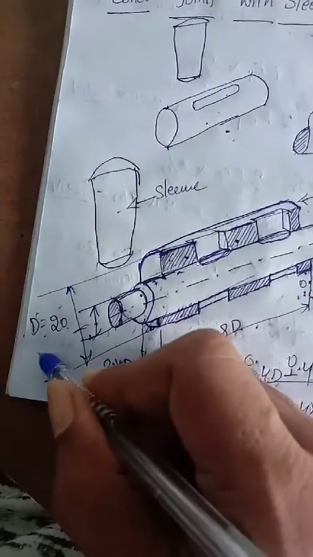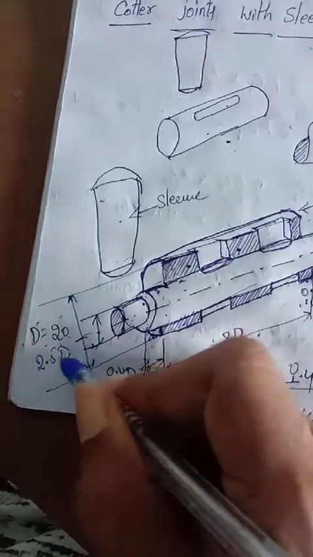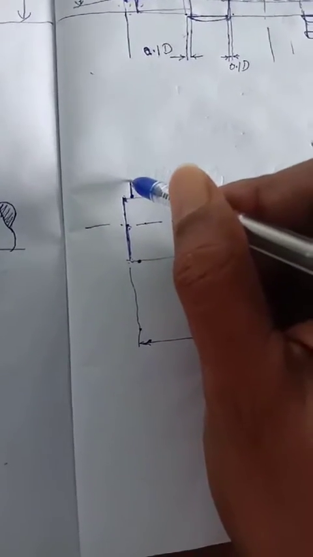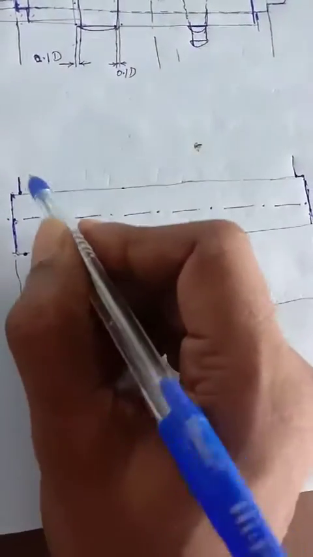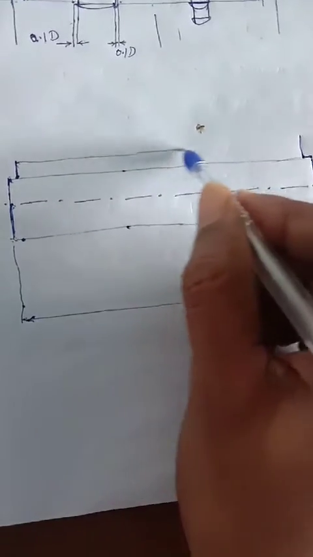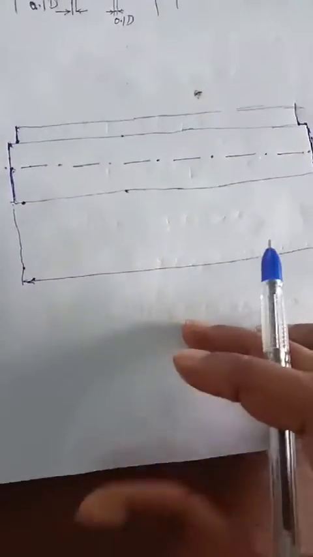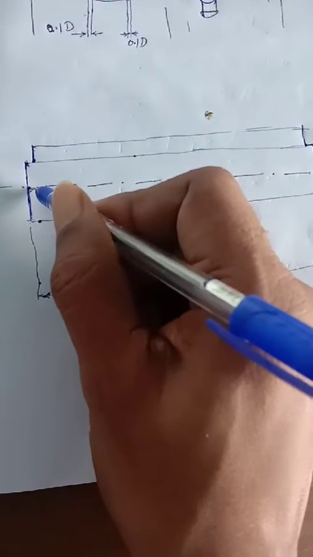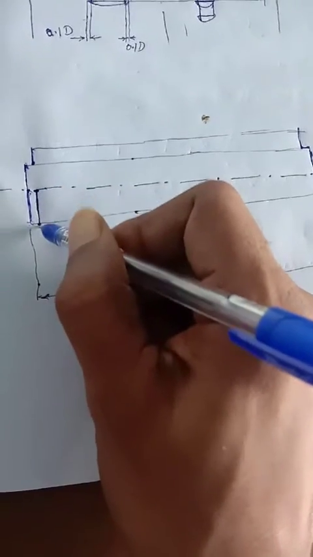See here, this height is called, you can take 2.5 into D. So that means 2.5 into 20. So we are going to increase this height, right? And then here similarly we are going to do the same process here also, 0.4D and 2.5 into D. I'm going to draw an imaginary line like this, and this is the axis we know very well. So we are going to fix this one.